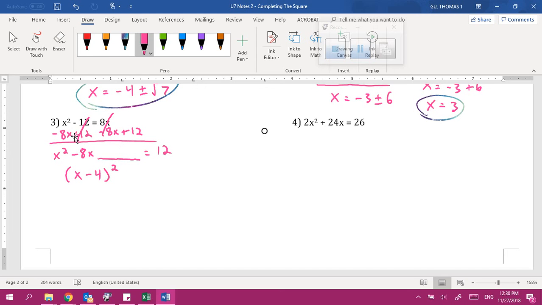If I have a 4 inside there, what's going to be my blank? Plus 16. Also, I have to add 16 to the other side. That's right. So x minus 4 squared is going to equal 28. Very good.